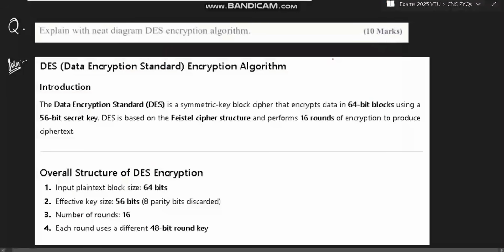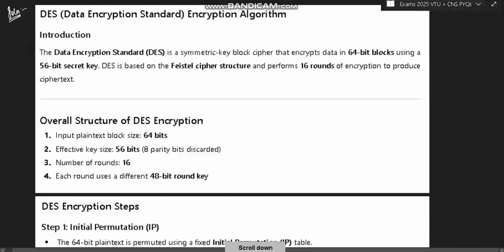The next question is the DES encryption algorithm. This is also a very highly repeated topic. They have asked to explain with a neat diagram, so we need to make a diagram also. Before that, let's understand what the Data Encryption Standard is. It is a symmetric key block cipher that encrypts 64-bit blocks using a 56-bit secret key. The key used is 56 bits, and the data is 64 bits. It will be divided into two parts, 32 and 32, which we already know from the Feistel structure.